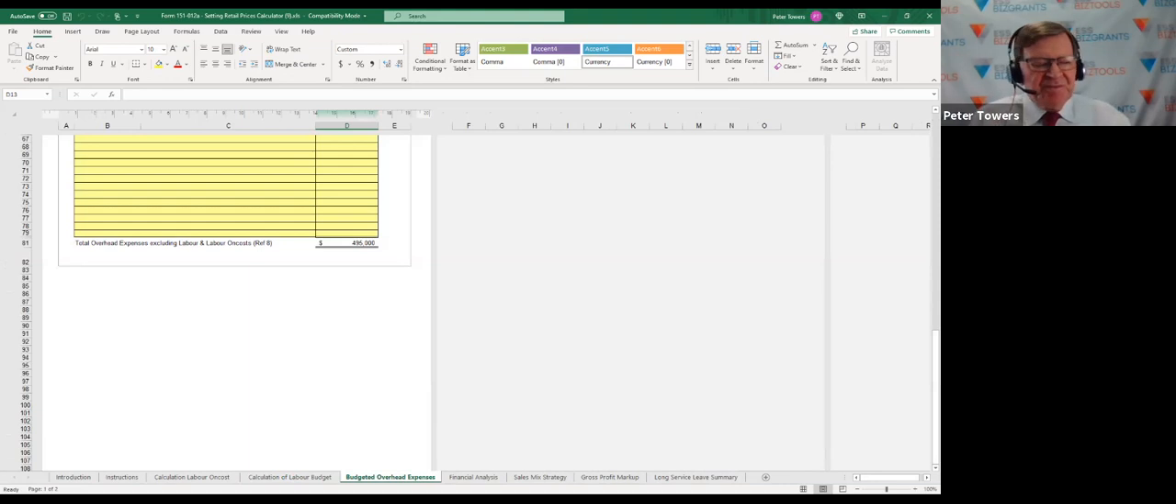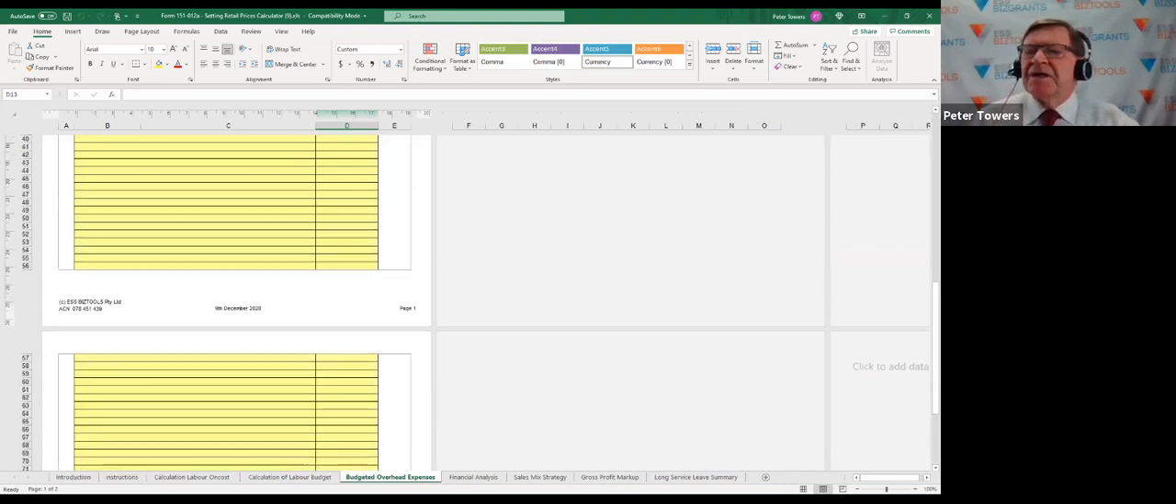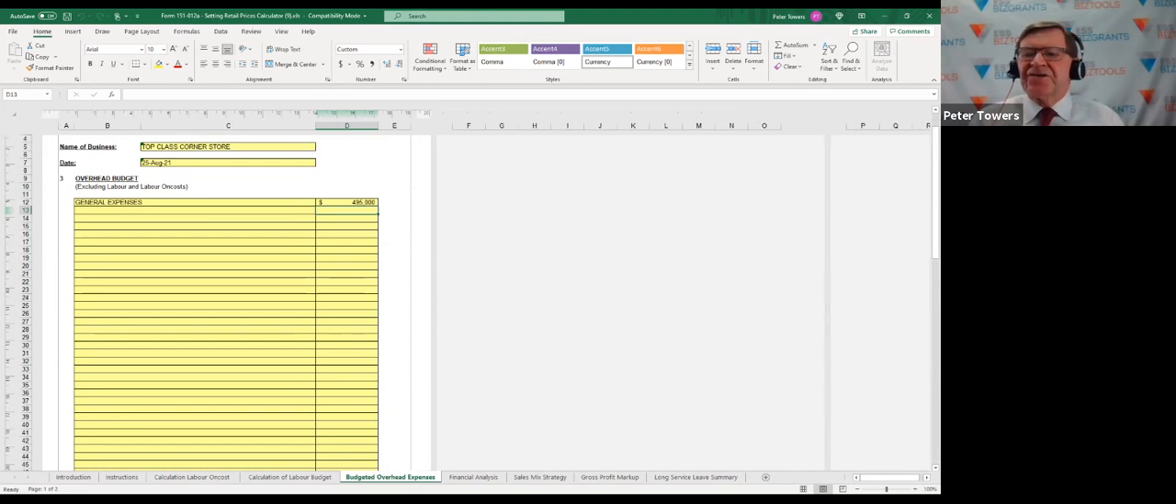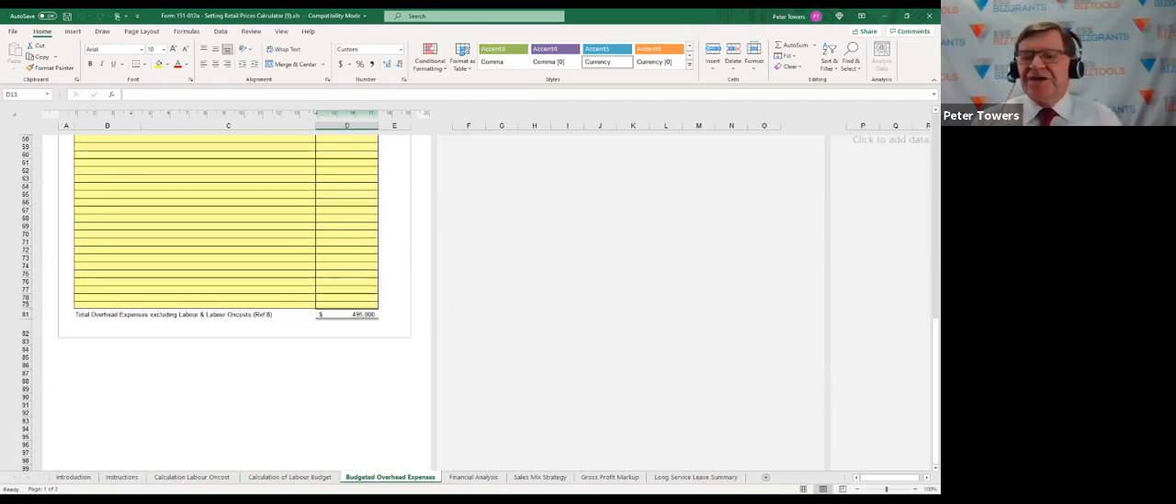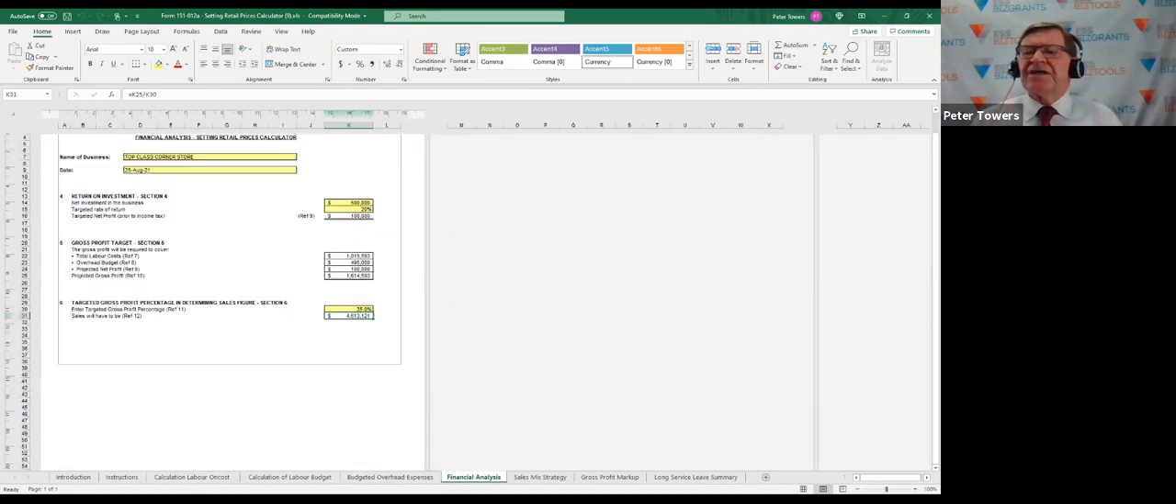The budgeted overhead expenses are the next category. Now, I've taken the shortcut and just said general overhead, $495,000. In actual practice, I think you'd be listing what those overhead expenses were so your client could read them. Then we've got the financial analysis. First of all, what's the return on investment that I talked about before? I've said this business is worth $500,000 and that the owner wants a 20% return. Obviously, you can change those figures. And so we're looking to target a $100,000 profit.